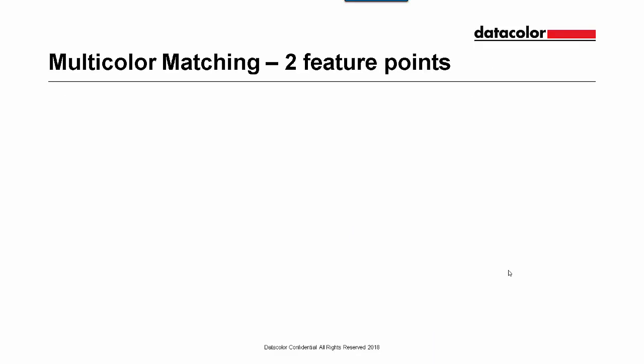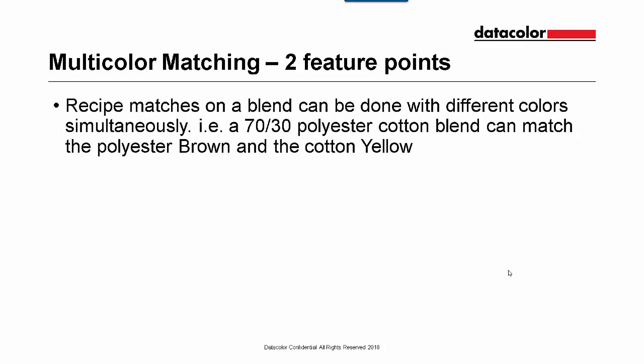Multicolor matching is an option worth 2 feature points. This option allows you to match a blend recipe with more than one color. An example would be a 70-30 poly-cotton blend. You can match the polyester brown and the cotton yellow.